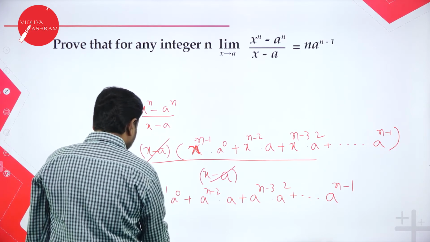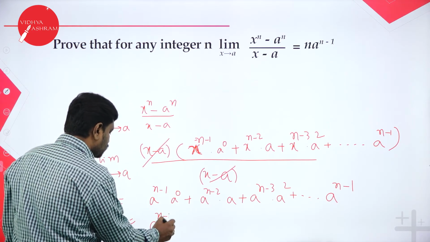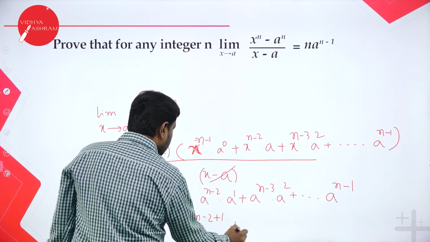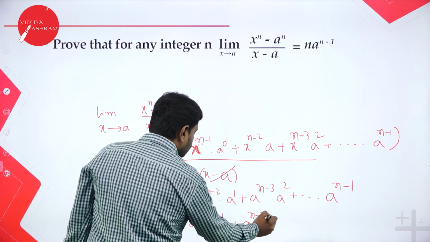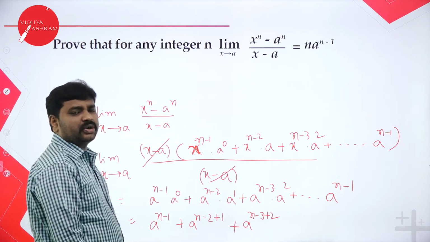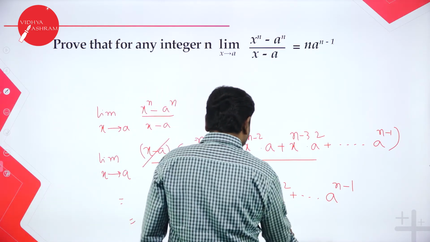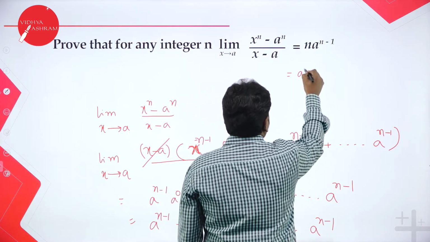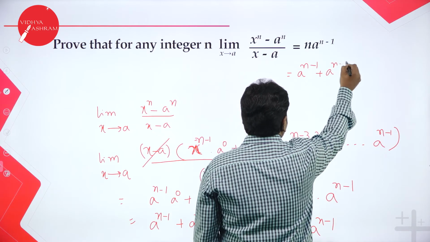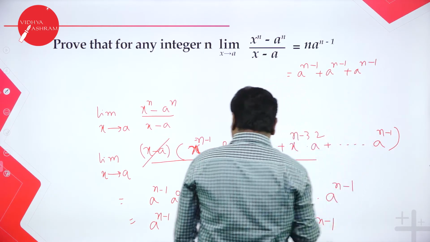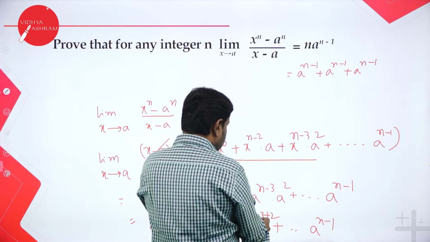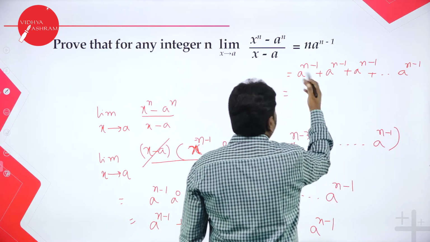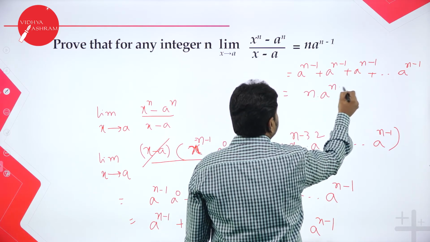Now the law of indices, a power m into a power n is a power m plus n. So n minus 2 plus 1, again this is a power n minus 3 plus 2. I am using the law of indices again, and so on, a power n minus 1. So here every term gives you what? A power n minus 1 plus a power n minus 1 plus a power n minus 1. Simplify this. See, minus 2 plus 1 is minus 1. Minus 3 plus 2 is minus 1. So like that every term gives you a power n minus 1. You have n such terms. So n into a power n minus 1.